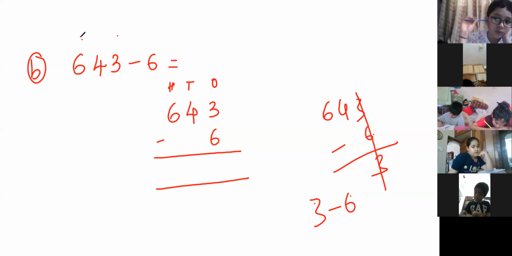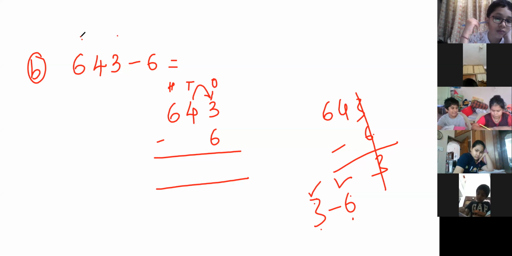See, we can't subtract 6 from 3, right? As 3 is less than 6. Rowan, listen to me. Look at the screen, all of you. As we can't subtract 6 from 3, what are we doing here? We are making this 3 a bigger number than 6. How can we make it? By borrowing tens from the tens place.